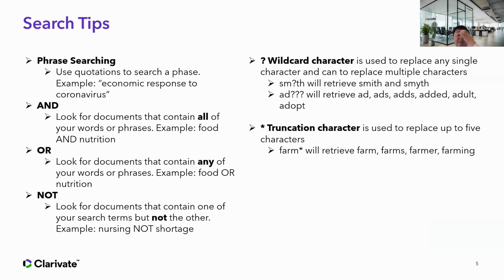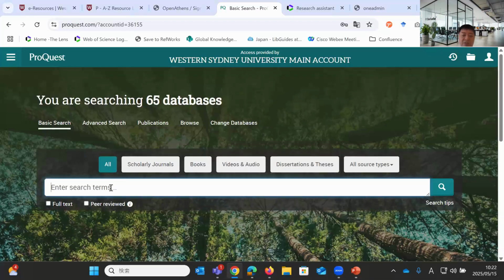So let me talk about phrase searching. If you put, say, economic growth, two keywords, as they are, and simply type in economic growth, then the database searches all content that has both economic and growth. So it's actually an AND search. It's probably easier to just show it to you. Economic growth.